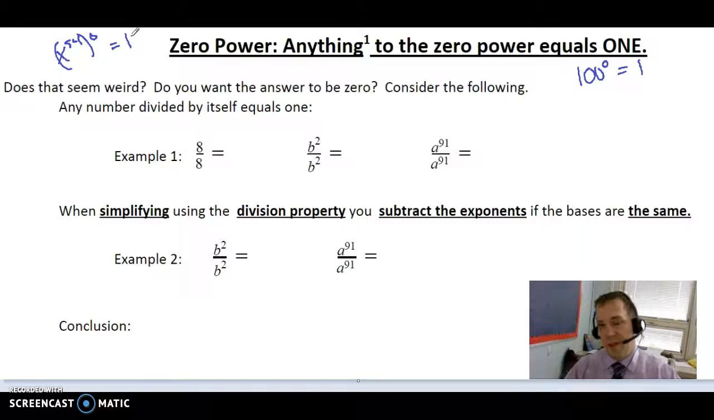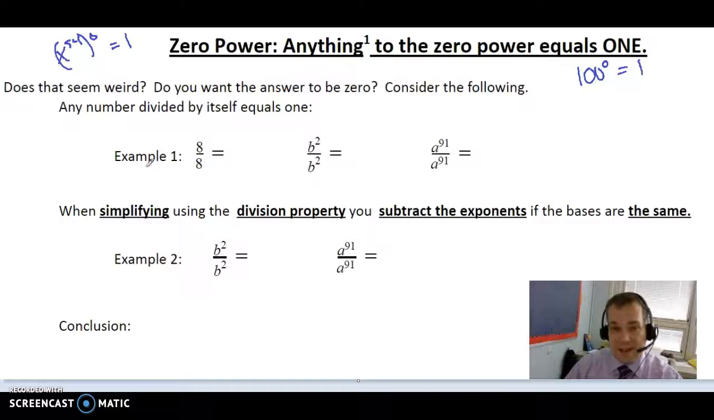0 to the 0 is a concept you will tackle in calculus someday, perhaps. But for now, that's really all I need you to know. Anything to the 0 power is 1. But if you want convincing as to why that's true, I'm just going to go through these two examples to show you something that does make some sense.